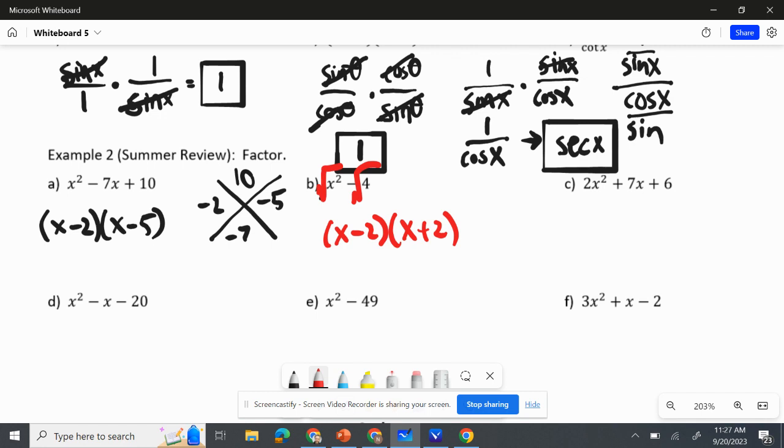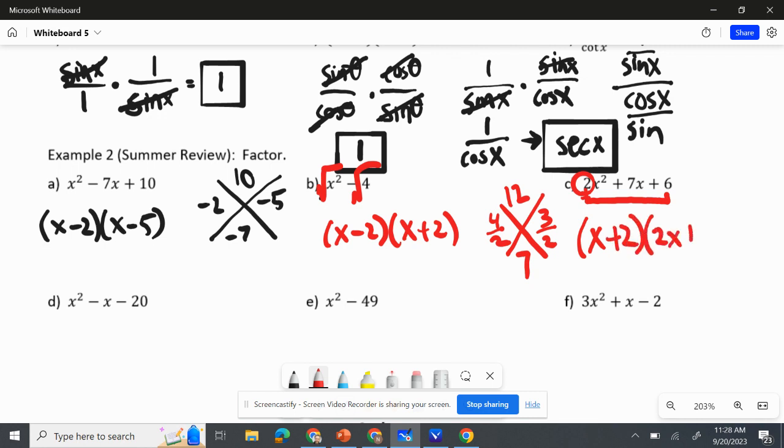Now for letter C, we have a trinomial, but we have a leading coefficient. Whenever we have that, we're going to multiply the leading coefficient and our constant term, and that's going to give us 12 and 7. So 2 numbers that multiply together give us 12, add up to 7, would be 4 and 3. But because of the leading coefficient, we're going to divide each of these by 2. And that gives us x plus 2 and 2x plus 3.